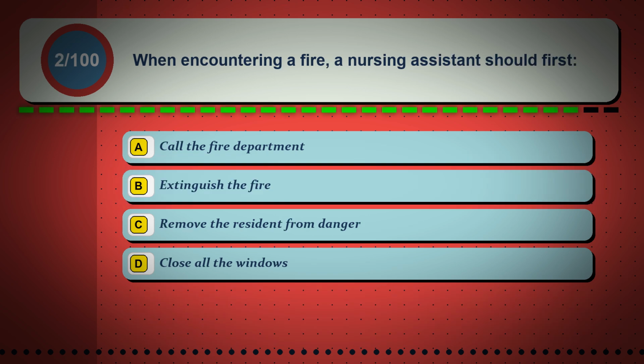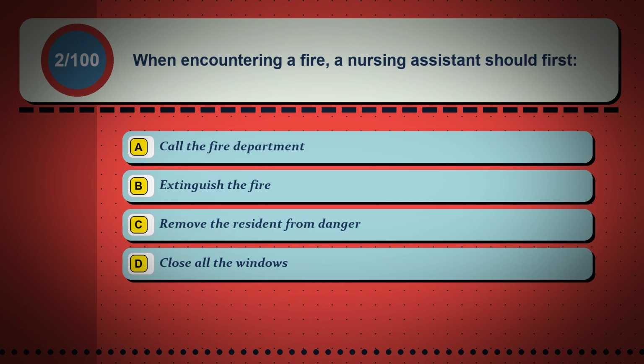Question 2. When encountering a fire, a nursing assistant should first: Option A, call the fire department. Option B, extinguish the fire. Option C, remove the resident from danger. Option D, close all the windows.